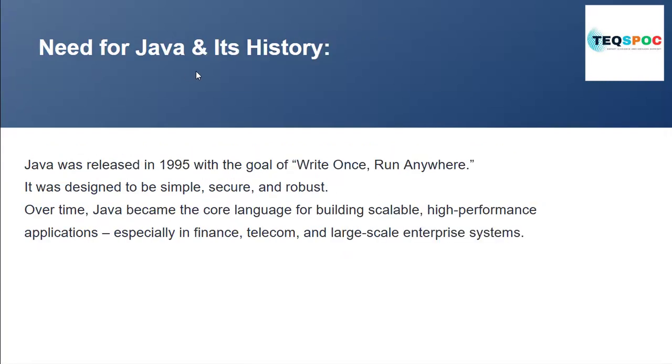But what is the need for Java and its history? So Java was released in 1995 with the goal of write the code once and use it any number of times. Means you develop something and use it multiple times. It's like not buying a new car every time you want to go somewhere. You purchase one car one time and move around many times. In the same way, write the code once and use it any number of times. So that's the basic motto of Java.